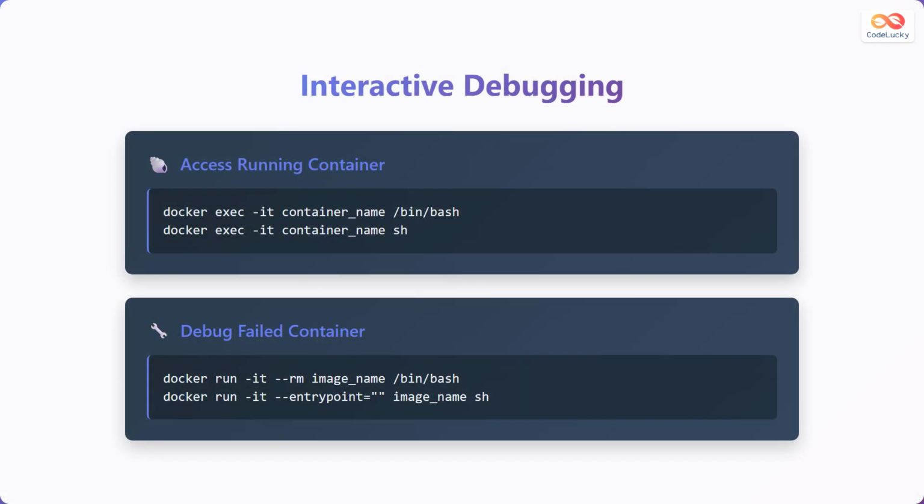Interactive debugging allows you to directly access and debug your containers. To access a running container, use docker exec -it container_name /bin/bash or docker exec -it container_name sh to start a new shell session inside the container. For debugging a failed container, you can use docker run -it --rm image_name /bin/bash. This will run a new instance of the image and give you a shell. Or you can use docker run -it --entrypoint=sh image_name to override the default entry point and start a shell.